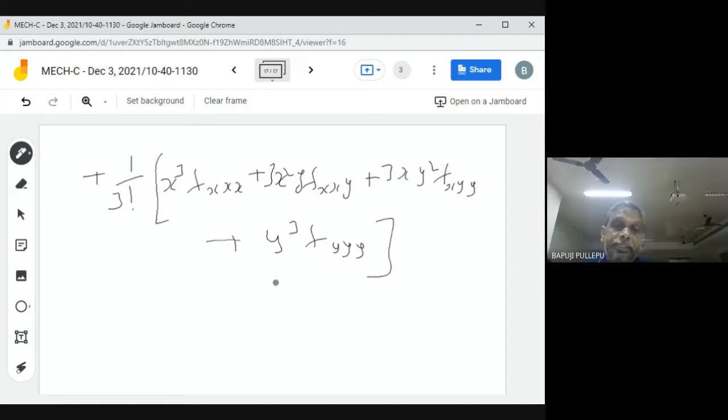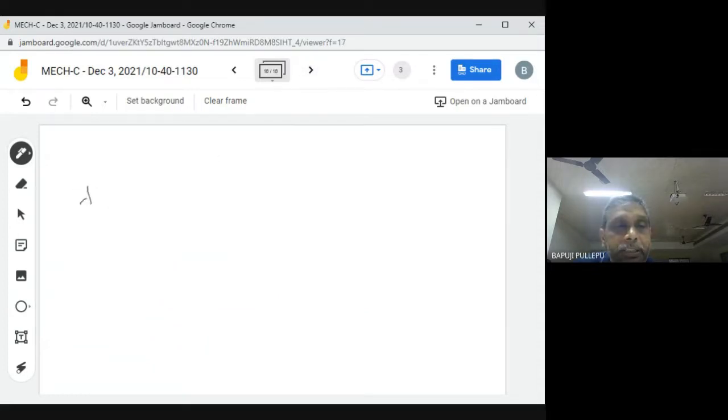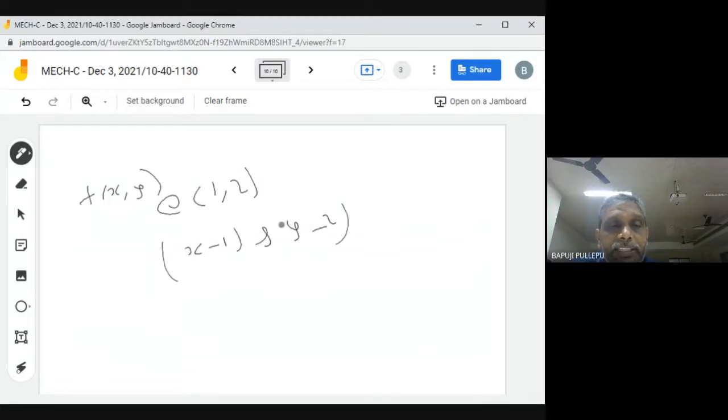Suppose this is at origin. Sometimes they will ask for the expansion at (1, 2), or expansion of f(x,y) at (1, 2) in powers of x minus 1 and y minus 2. That means the point is (1, 2). Suppose the point is (1, -2), then you will get the powers x minus 1 and y plus 2. That is very, very important. Don't always take plus. Sometimes they will directly ask to expand in terms of x minus 1 and y plus 2.